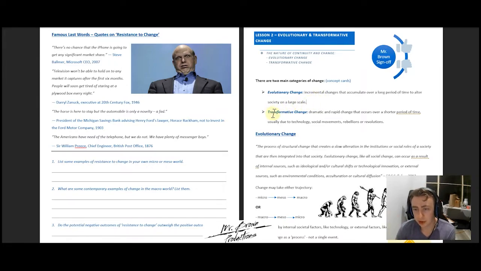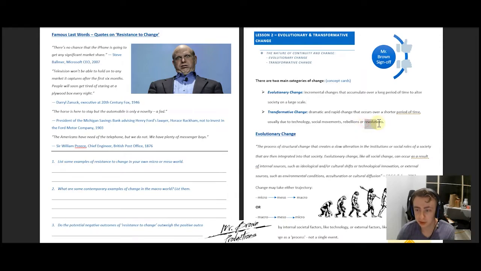When we're looking at transformative change, we're looking at something that's dramatic and rapid, and the change occurs over a shorter period of time. These are usually due to technology changes, social movements, rebellions, or revolutions. So for example, the most perfect example of transformative change we have is the COVID-19 pandemic and how the world has responded to it. That's a brilliant example of transformative change.